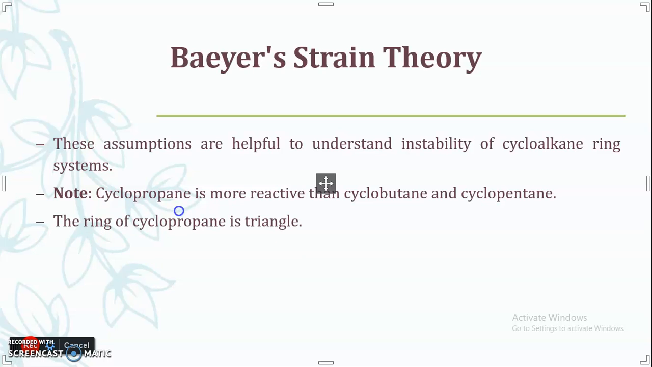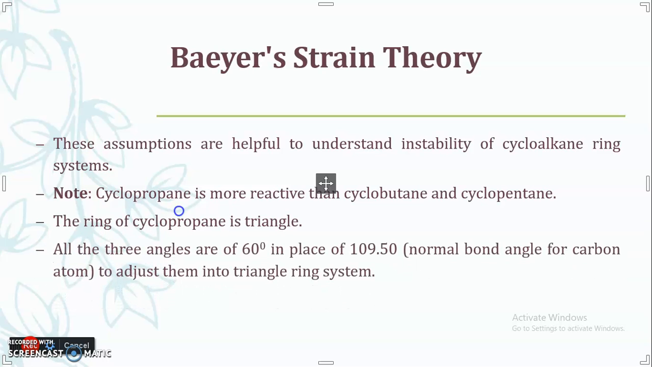Now we know the ring of cyclopropane is triangular in nature. All three angles present in cyclopropane are 60 degrees in place of 109.5, which is the normal bond angle for carbon atoms, to adjust them into the triangle system. Here you can see the structure of cyclopropane. There is also a geometrical theorem: if all the bond lengths of the triangle are the same, then the angle between these three carbon atoms will be 60 degrees. So instead of a 109 degree angle, in cyclopropane the bond angle is 60 degrees.